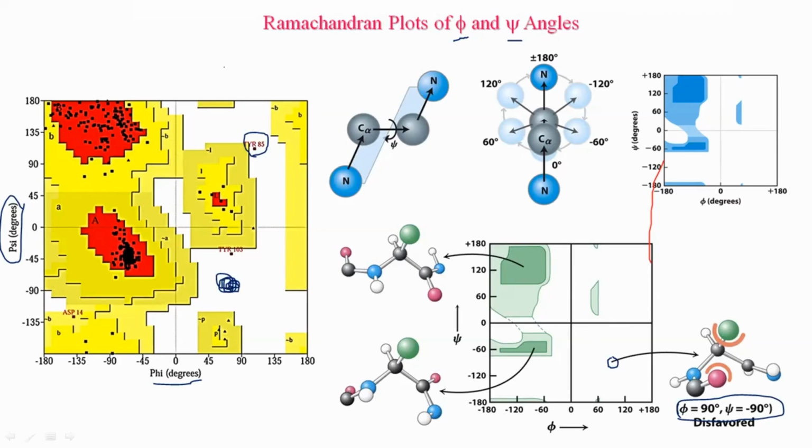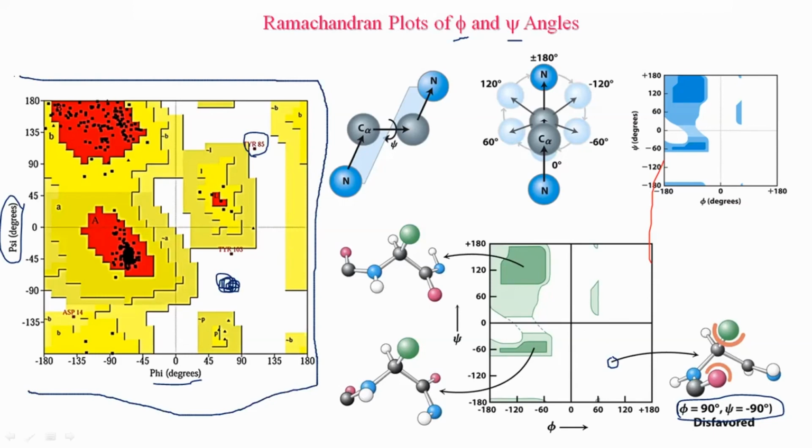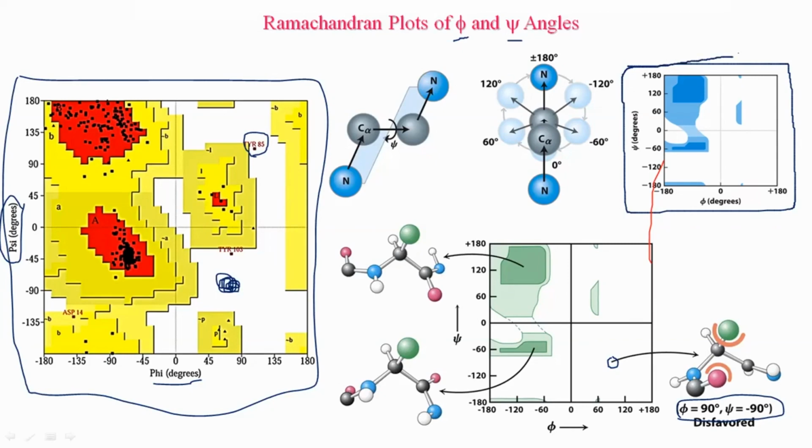So this is the yellow and red one. This one is the older traditional Ramachandran plot. The present day Ramachandran plot is represented like this: dark blue, light blue, and white. So the present day Ramachandran plot shows the report like this. Previously, it was the older one.